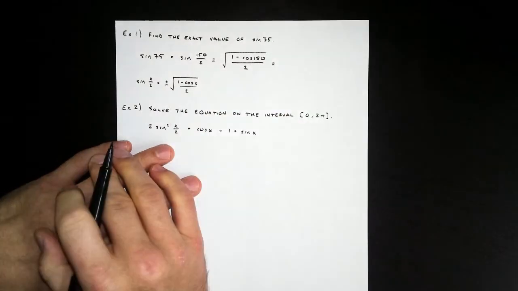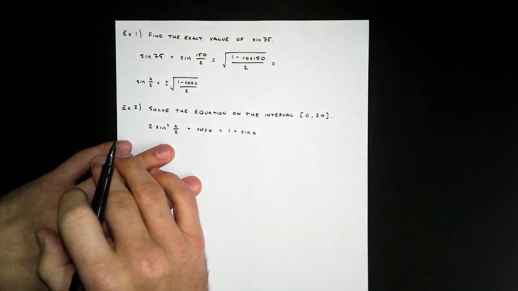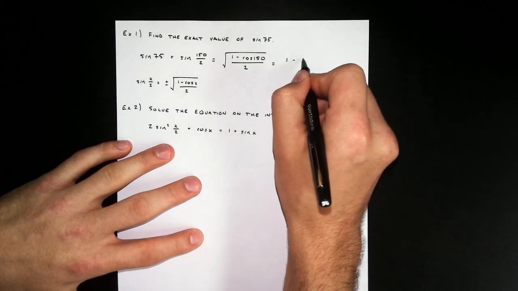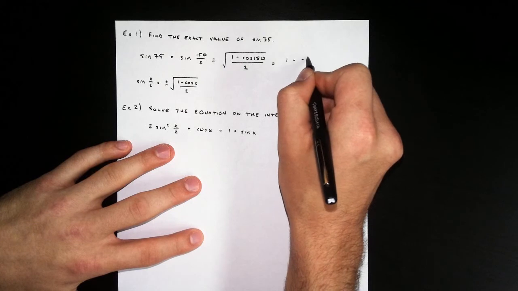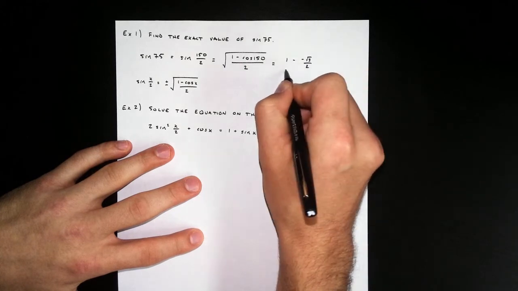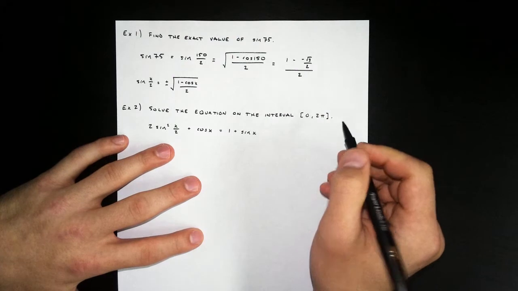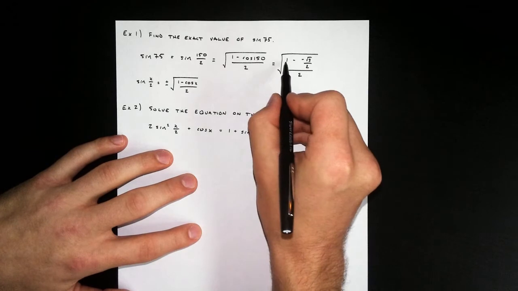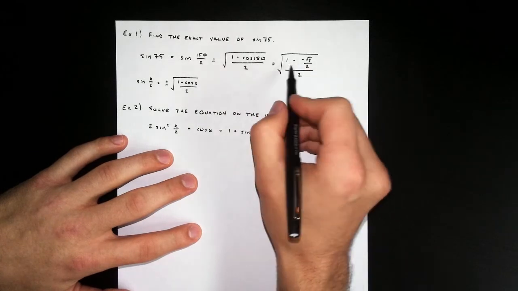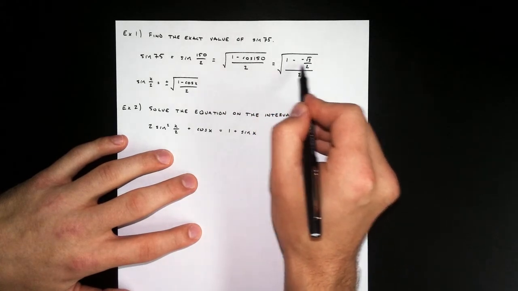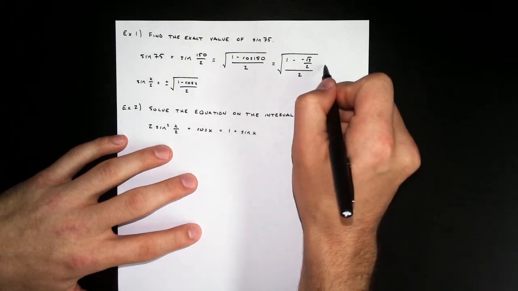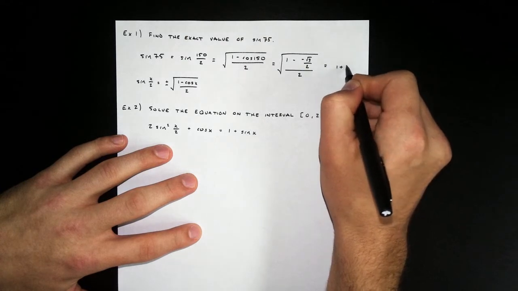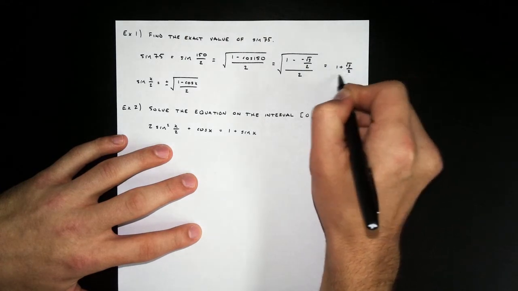So now the cosine of 150, that is something that is on the unit circle. That's going to be negative square root of 3 over 2. Still the square root of all that. And then we'll just try and clean this up a little bit. So minus a negative, that's going to turn to plus. 1 plus the square root of 3 over 2.